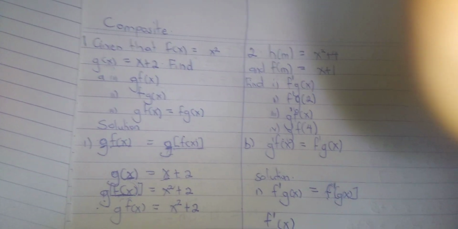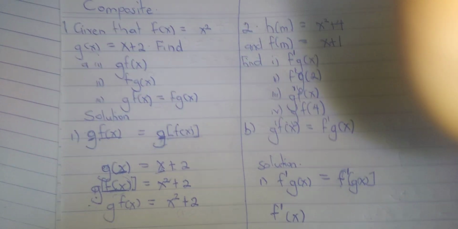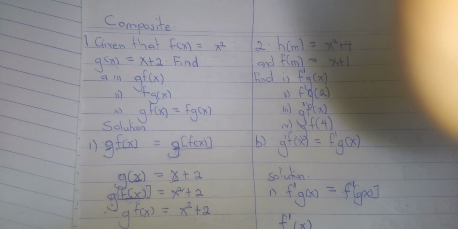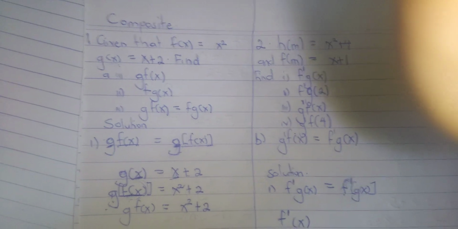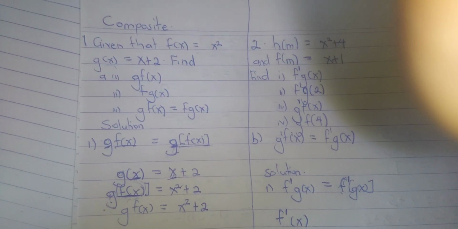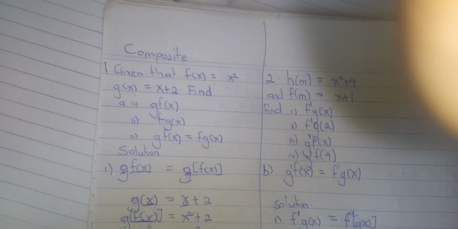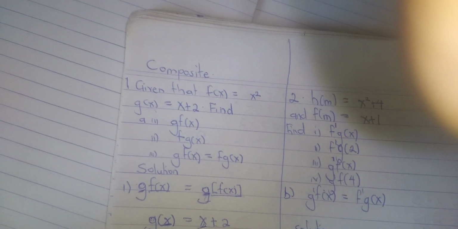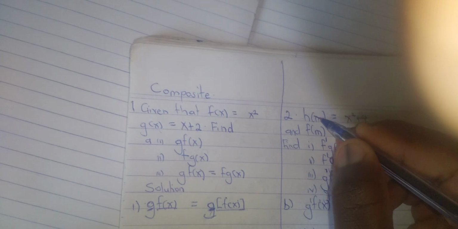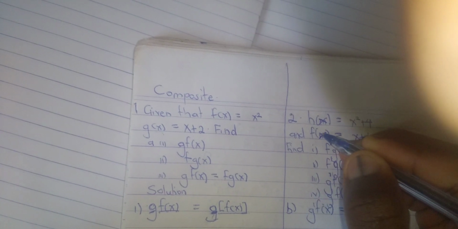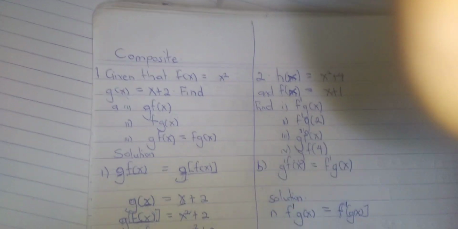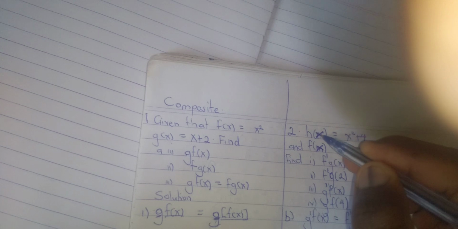So we shall go ahead and look for the f inverse of x. So how do we look for the f inverse of x? We ideally have f of x. This time we're given f of m, so we can change this to x still. It depends on what you are given: when they give x, we use x; when you are given m, still use m. So this is x.